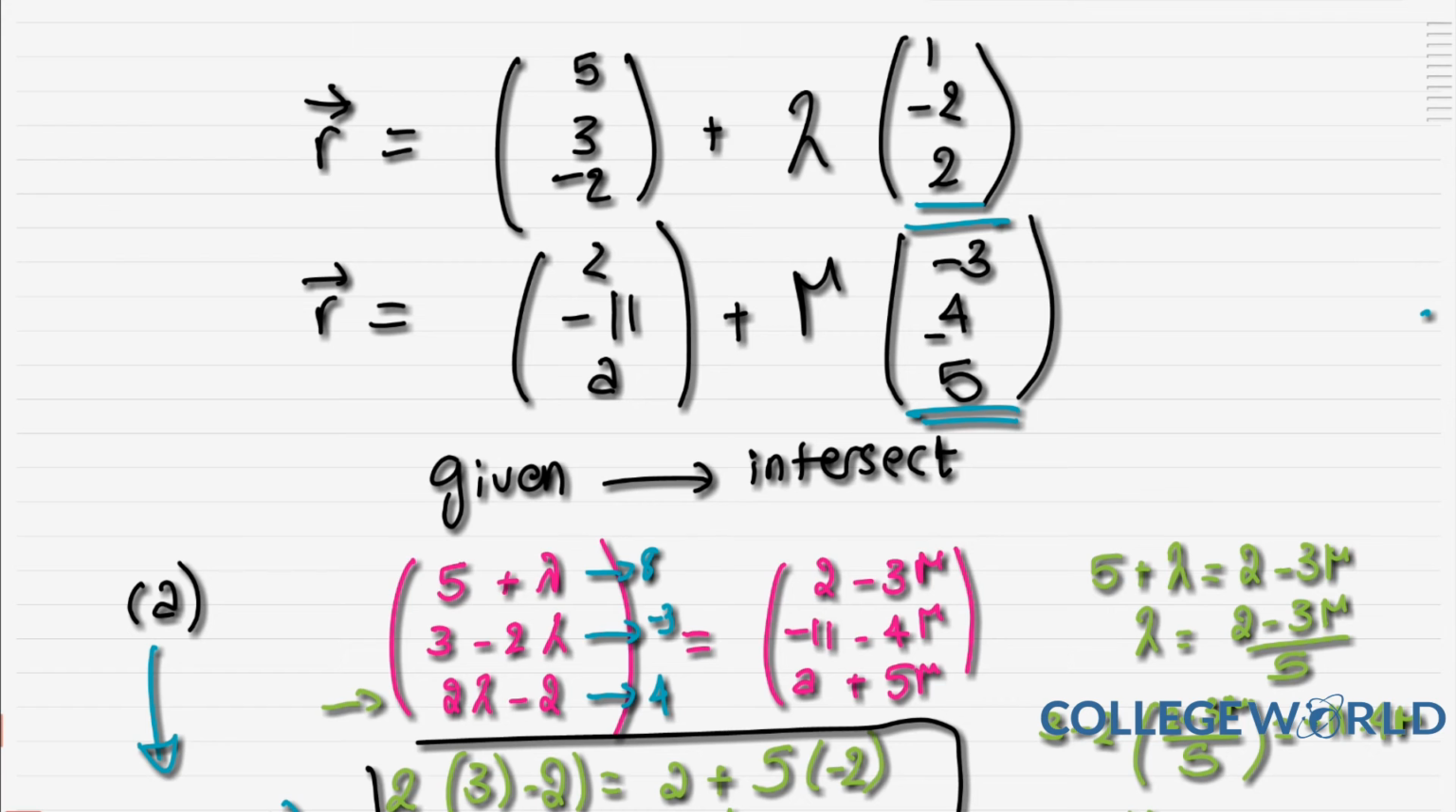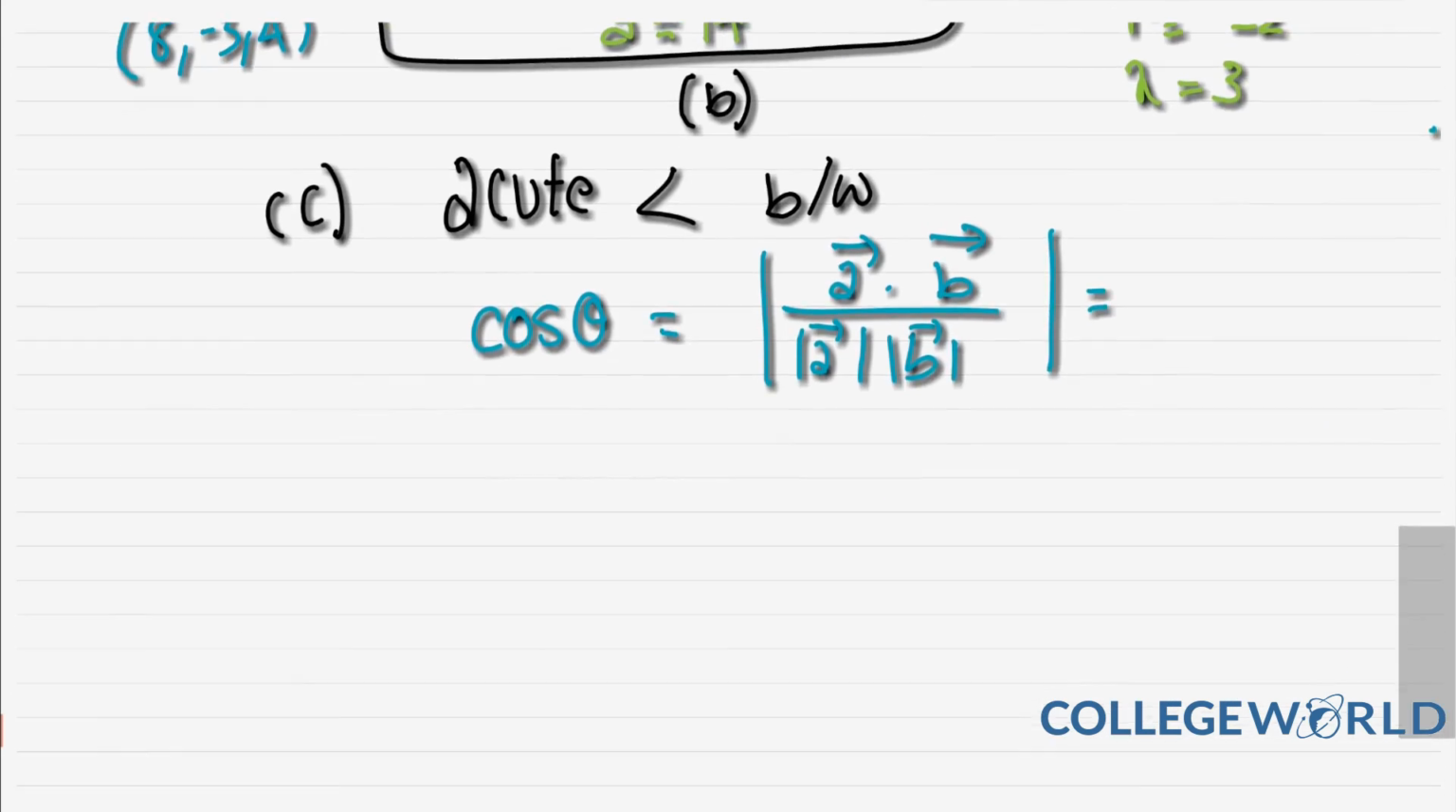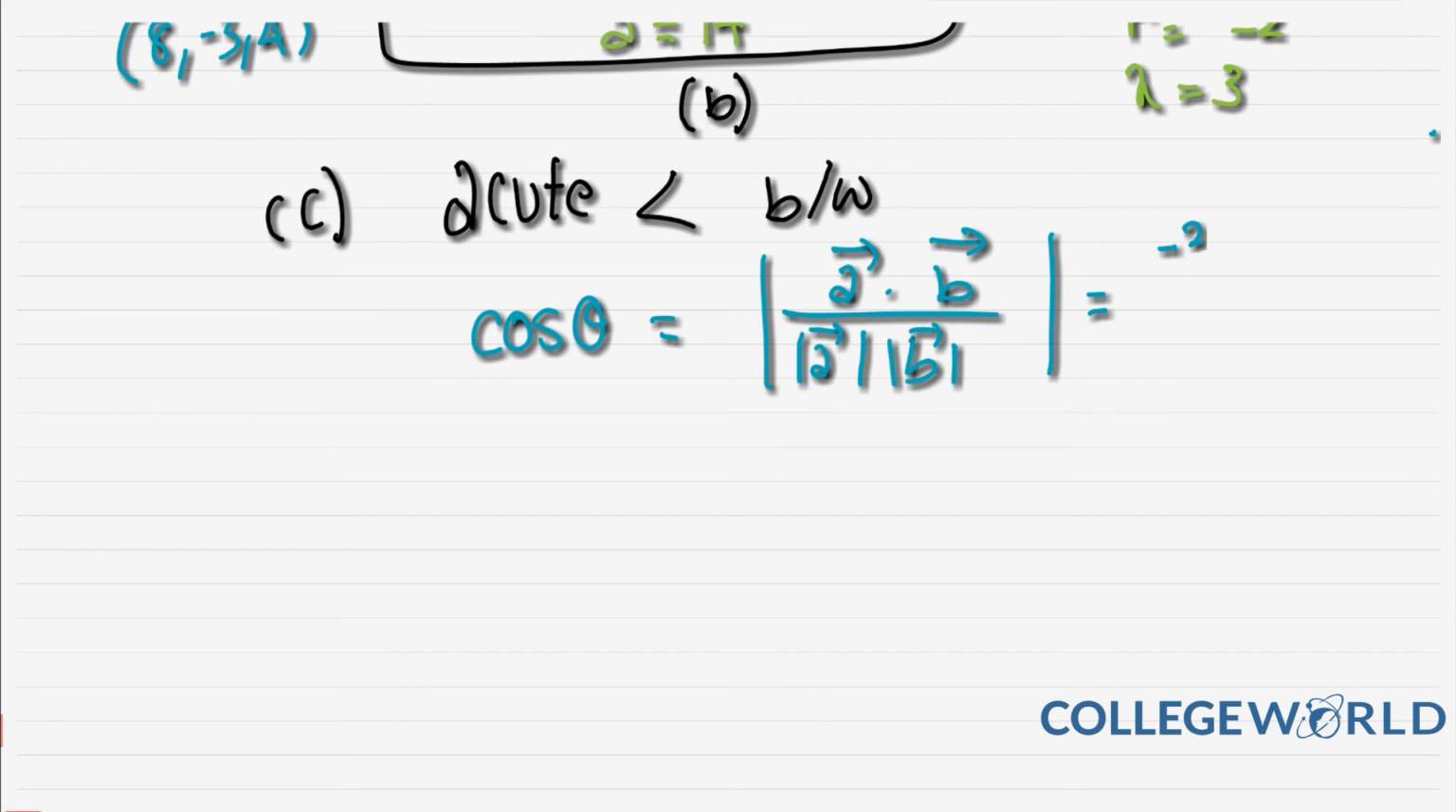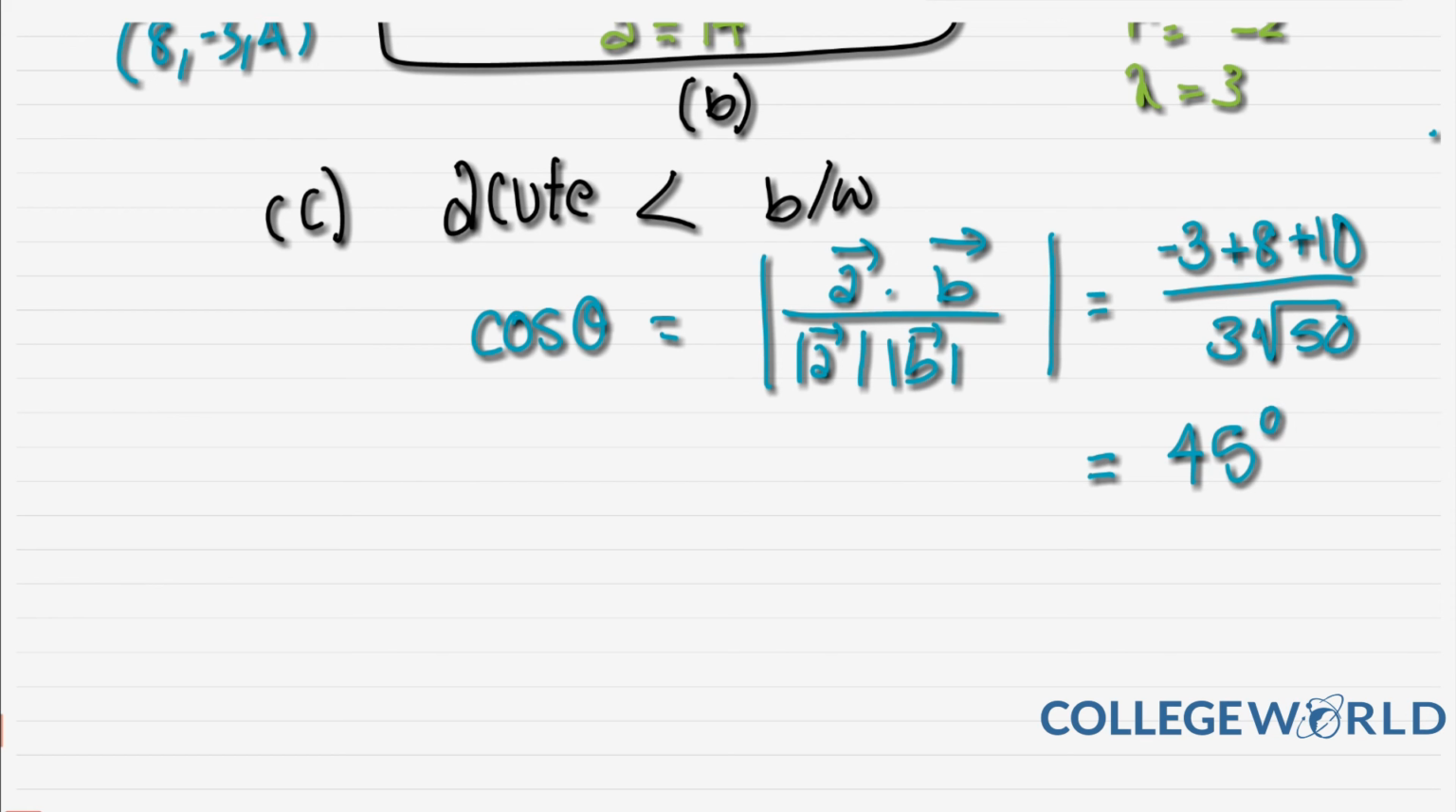What we're going to do is say 1 into minus 3, which is minus 3, and then minus 2 into minus 4, which is 8, and 2 into 5, which is 10, and we need to add them. This is how you do it at the top. So you're going to have minus 3 plus 8 plus 10 at the top, and at the bottom you're going to find their magnitudes, which you can do by taking the square roots. It's going to be 3 radical 50, just to save your time. If you equate this to cosine theta and do shift cosine, you're going to get 45 degrees, and that will solve your problem.